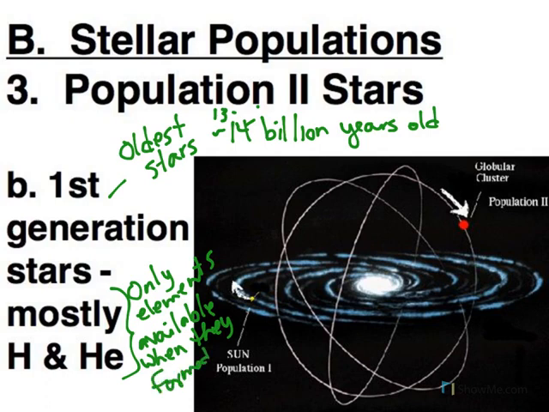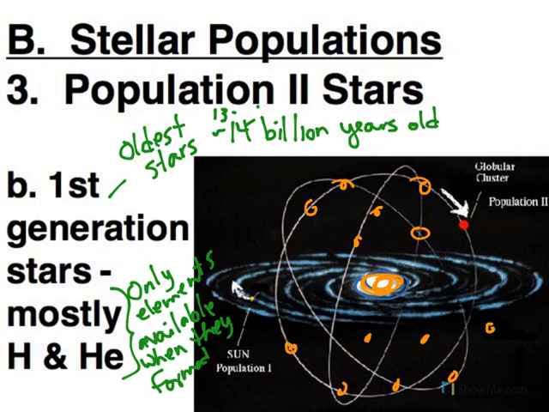So our stars in the central bulge, and then the globular clusters, stars out here in the halo. These are our first generation stars. These are the stars that are composed primarily of hydrogen and helium. So two very distinct populations.